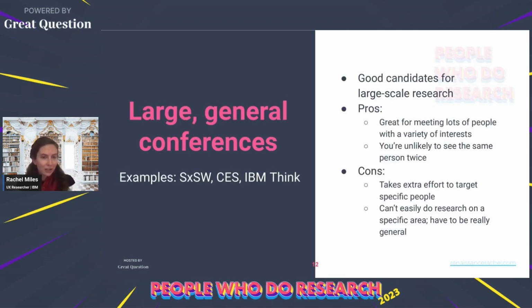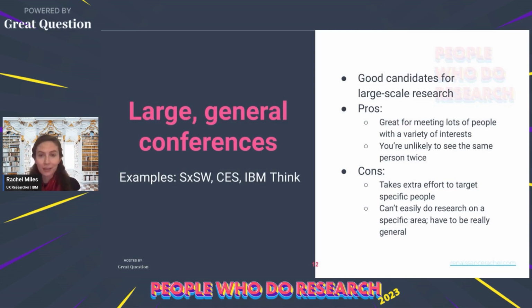There are the large general conferences like South by Southwest, CES, or in my experience, IBM Think. These are ones that are just huge, with multiple tracks, multiple things going on. South by Southwest, wasn't it a music festival, and now it's a tech conference, and I think cosplayers go there. It's in all sorts of different things. There are so many different people going there. So it's really good for large scale research, on a really big level.